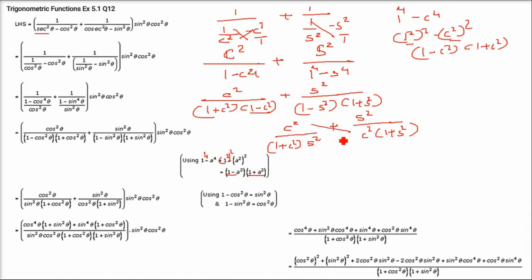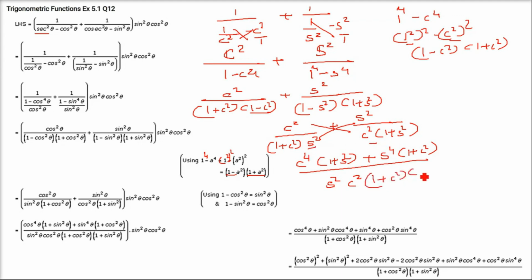That is, this cos square or cos to the power 4, 1 plus sine square. Now I'm taking LCM. So cos to the power 4, 1 plus sine square. Here what do you get? Sine to the power 4, 1 plus cos square. And in the denominator you get sine square, cos square, and 1 plus cos square and 1 plus sine square. Now you have in the numerator already this, I left it, but sine square and cos square. So this sine square, cos square cancels. You can just cancel it.